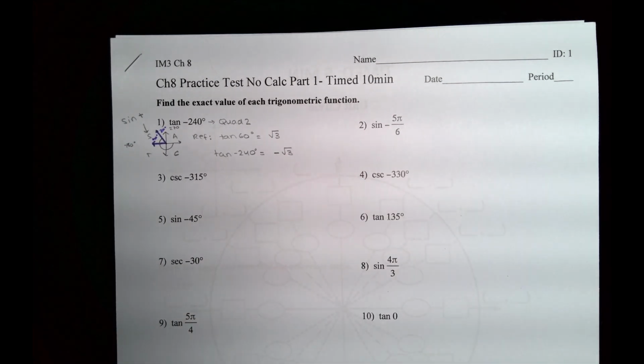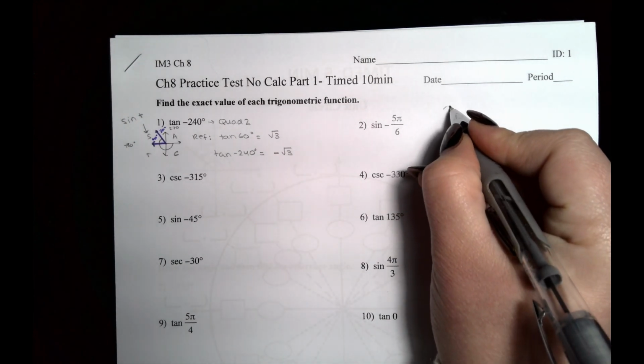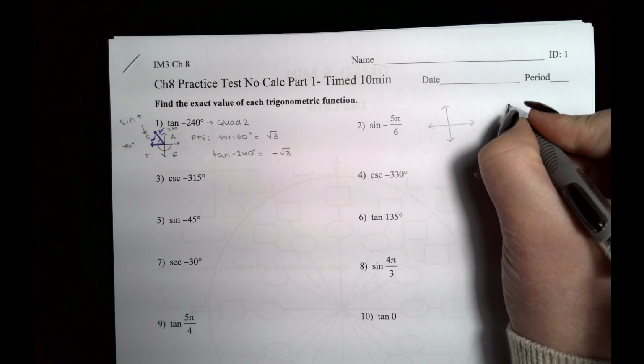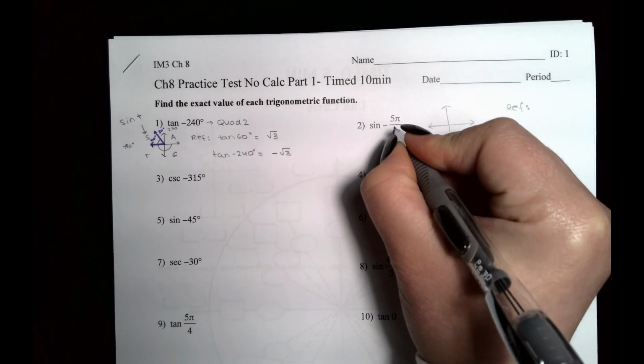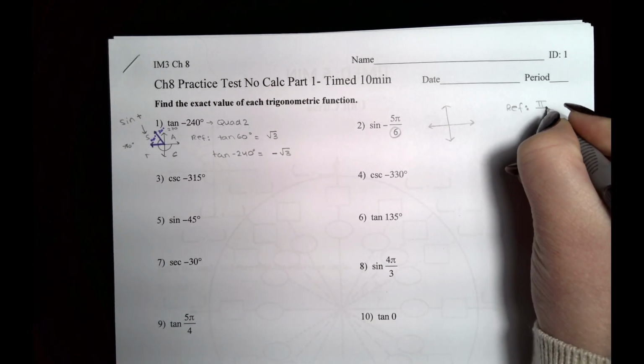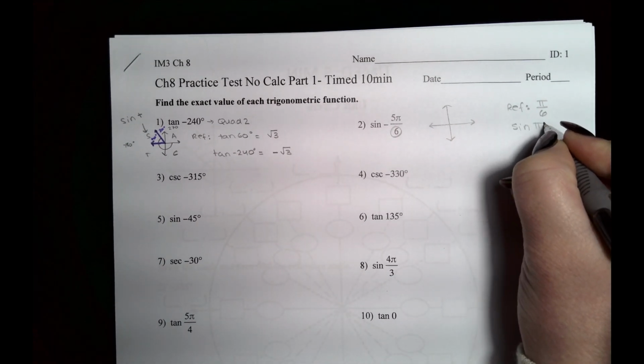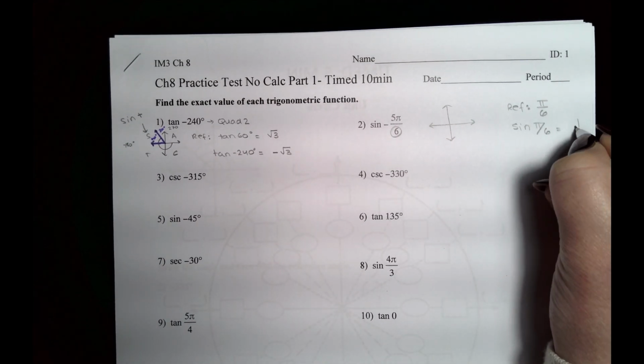Moving on to number 2, sine of negative 5 pi over 6. With radians, it's a little bit easier to find the reference angle because we just take a look at the denominator. The reference angle is going to be pi over 6. So we are taking a look at sine of pi over 6. Sine of pi over 6 is 1/2.